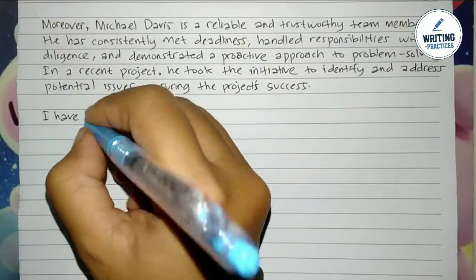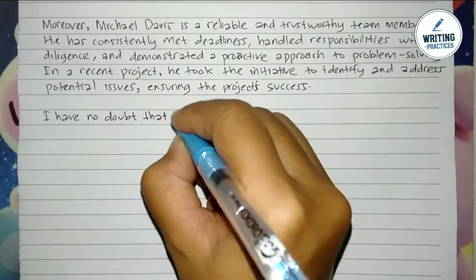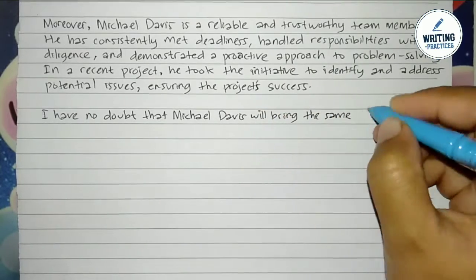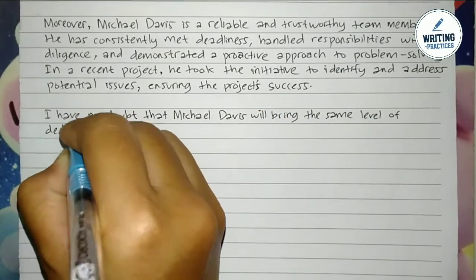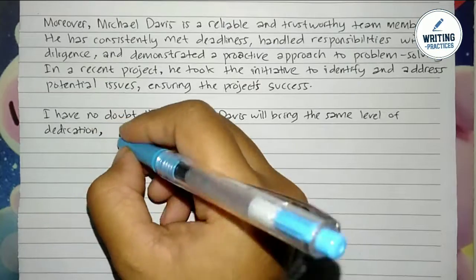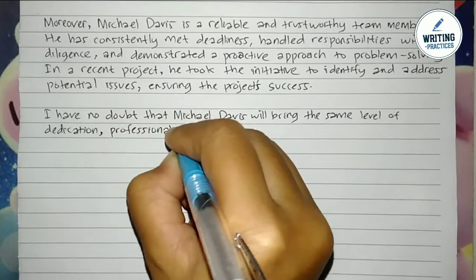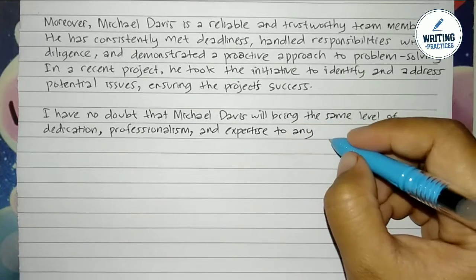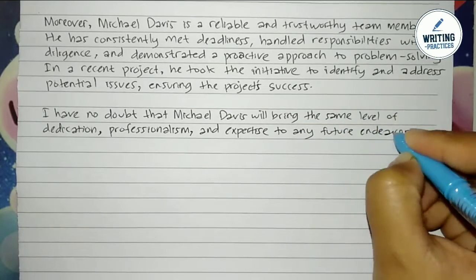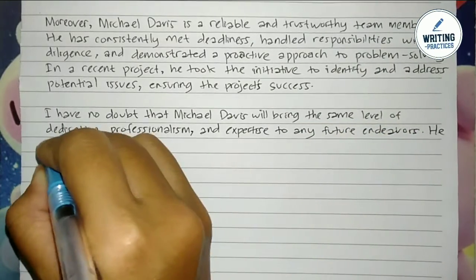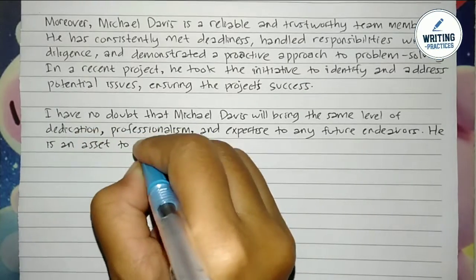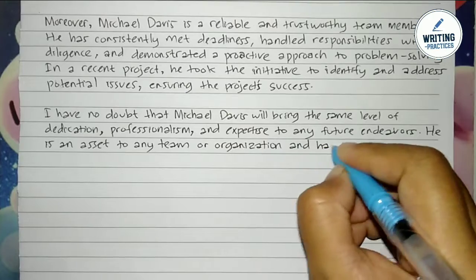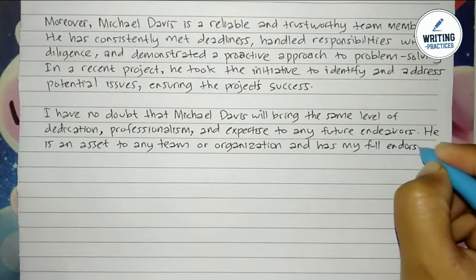In the fifth paragraph, you may write a conclusion. Yes, you can write endorsement of the person you recommend for future endeavors. You need to make it sound promising. And here is the example. I have no doubt that Michael Davis will bring the same level of dedication, professionalism, and expertise to any future endeavors. Moreover, you can even mention the person you recommend as an asset for the recipient's company. You may try to write it this way. He is an asset to any team or organization, and has my full endorsement.